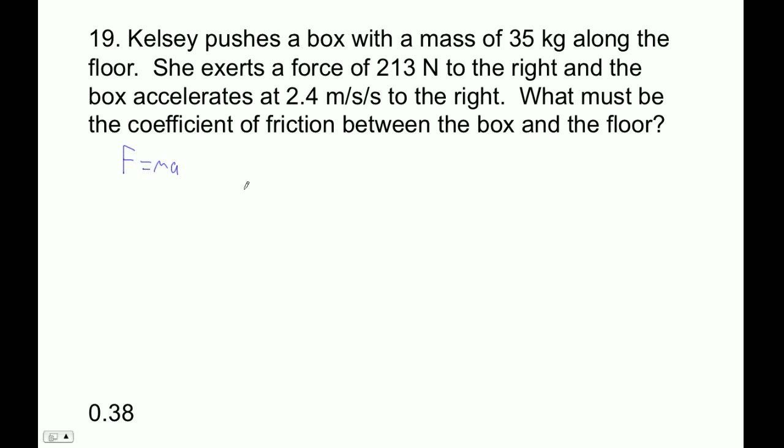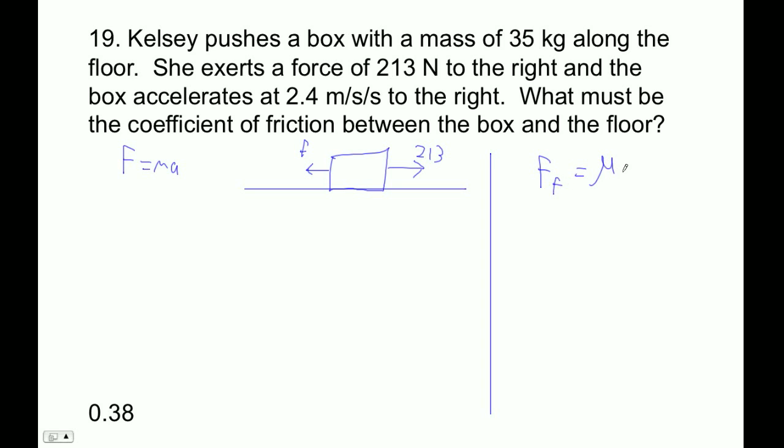Right? We've got this box. She's going to exert 213 this way. There's going to be some unknown force. We'll find that. That'll be the force of friction, right? And then we'll use force of friction is mu times m times g, right? So this is mu times the normal force, right? Okay, so what we'll do is we'll solve for this force of friction, and then we'll know the mass and g, and we'll solve for mu.